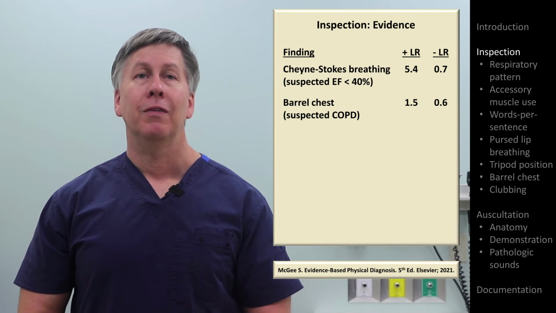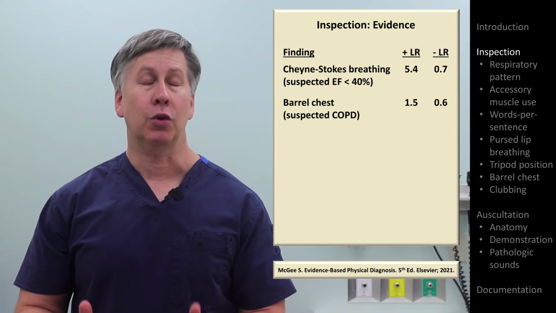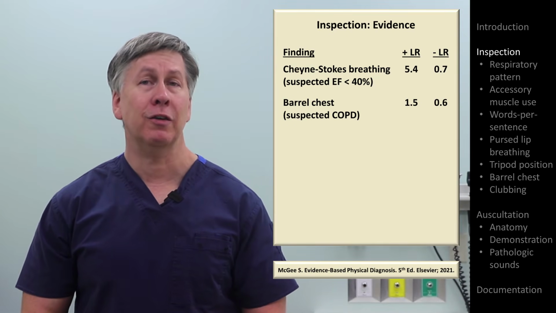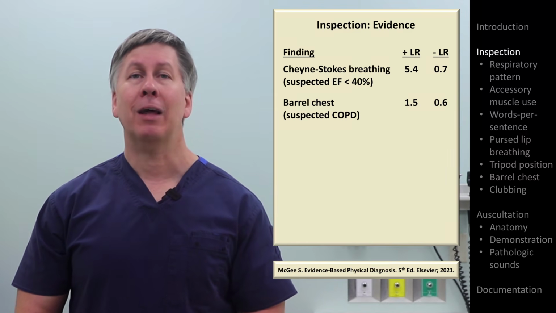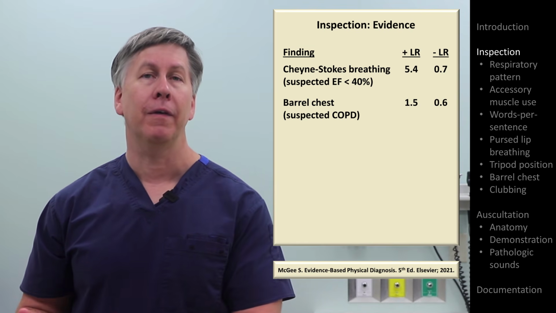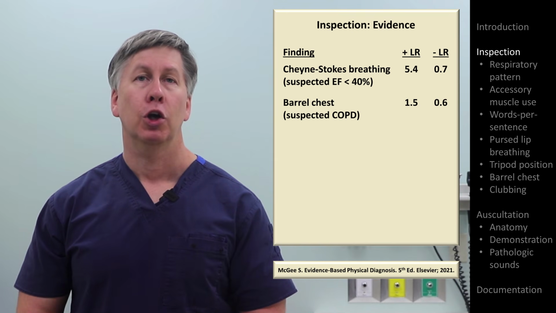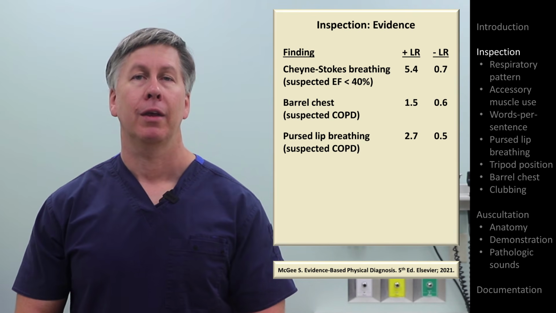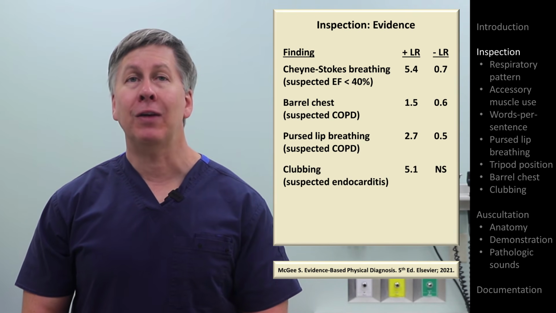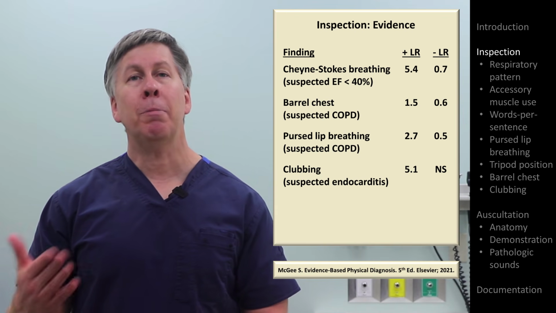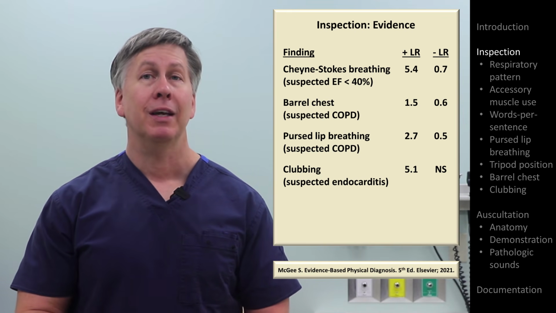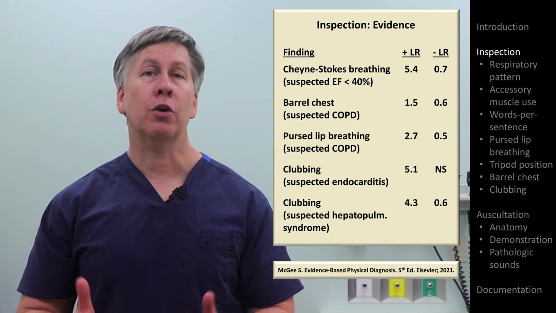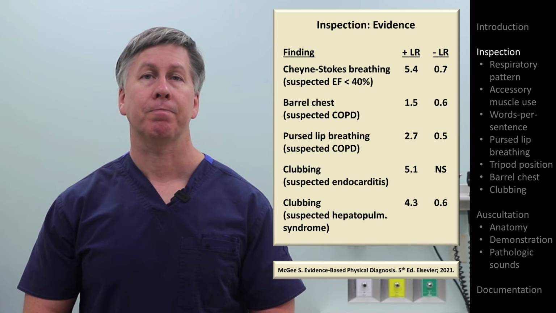Regarding the barrel chest, this is very modestly helpful at diagnosing or ruling out COPD. That the positive likelihood ratio is an unimpressive 1.5 highlights the fact that many patients without COPD can develop a barrel chest. Pursed lip breathing has roughly similar numbers for diagnosing COPD. And although clubbing is classically thought of as a sign of pulmonary disease, some of the best evidence for its diagnostic utility is as a sign of endocarditis and hepatopulmonary syndrome, the latter of which is a complication of cirrhosis.